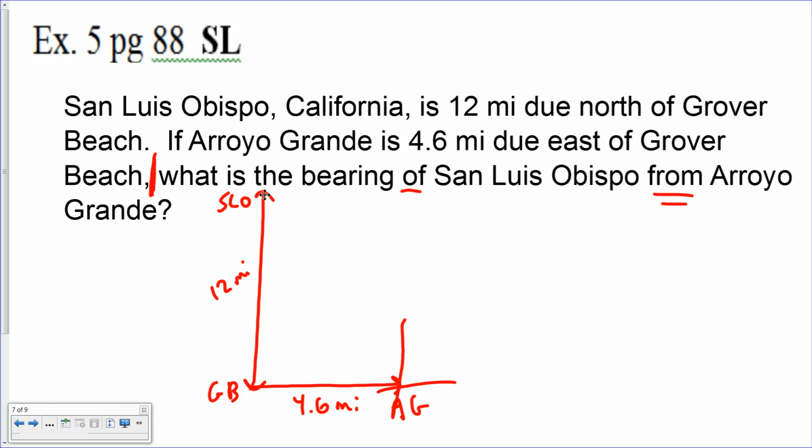So from AG to SLO means I need to connect those. And my bearing, remember, has got to be off of the north-south line, which means this right here is what I'm trying to compute, my theta. I label the angle that I want so I don't get confused in the problem. At this point, I don't have to look at the words at all. My drawing has everything labeled in it. I now go and try to solve for what my theta is.